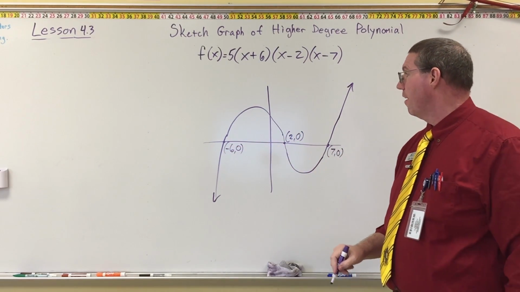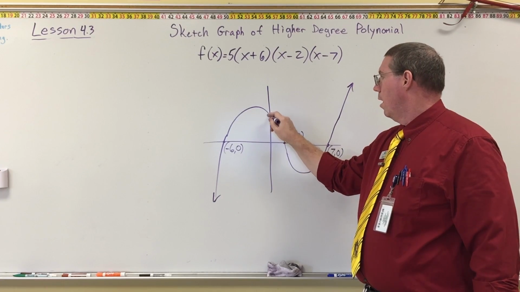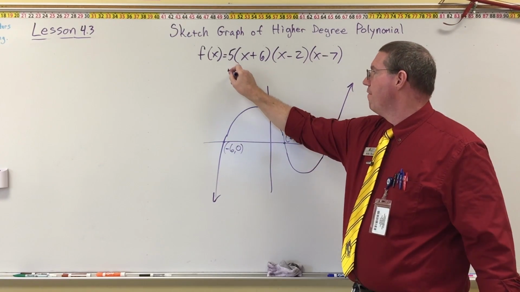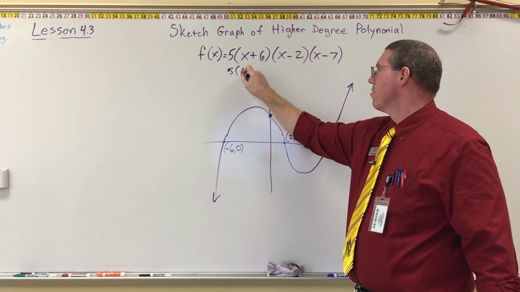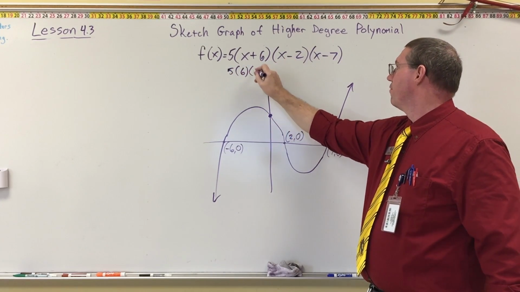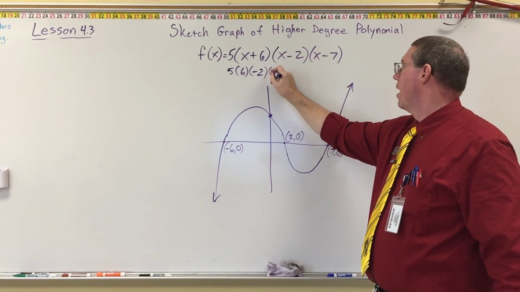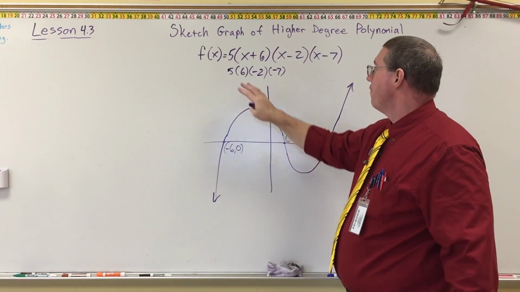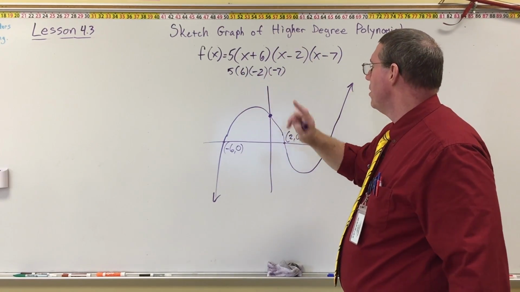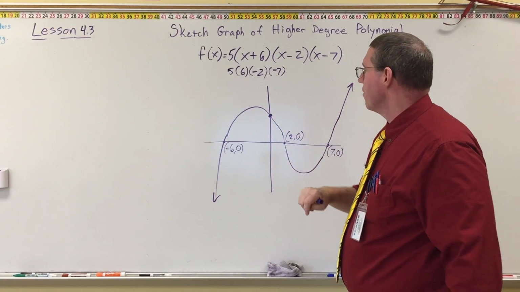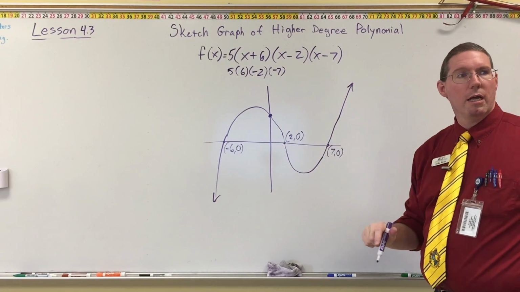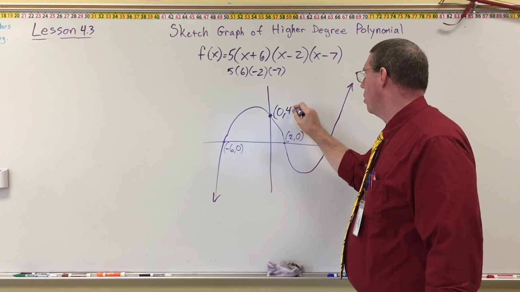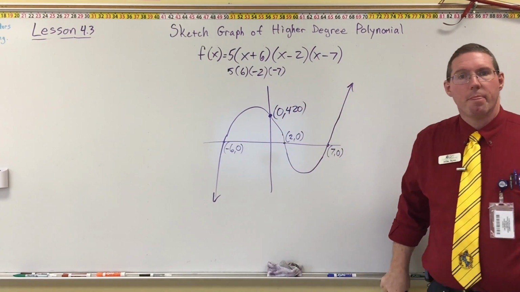And now the only thing I have left to do is what? Label the y-intercept. So I got to do 5 times 6 times negative 2 times negative 7, right? Because they're all to the first power. All right, 5 times 6, 30, times negative 2, negative 60, times negative 7 is positive 420? Does that sound good? Okay, so this is going to be 0, comma, 420, and I'm done.